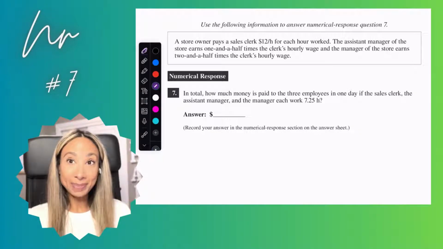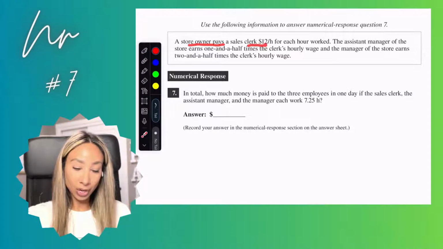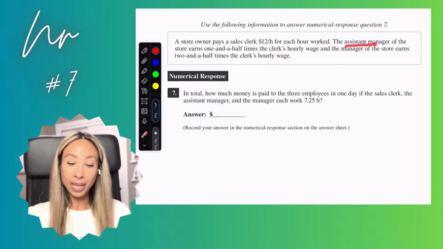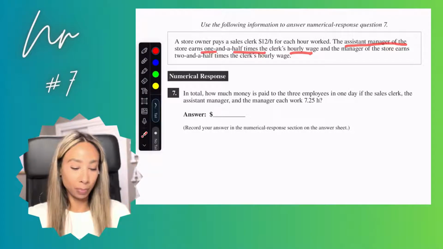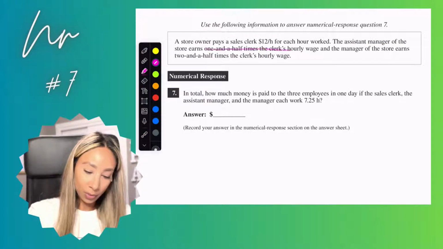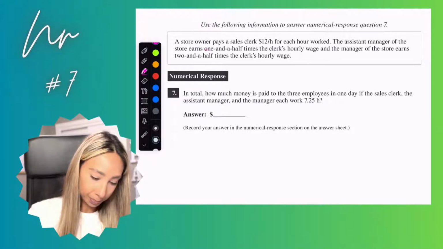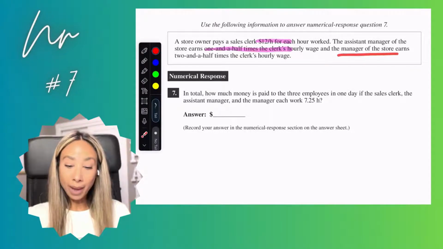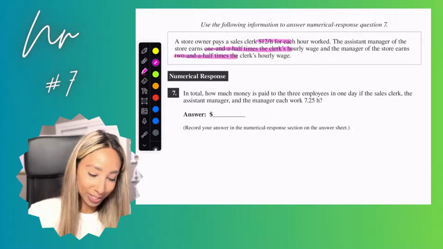All right, numerical response number 7. A store owner pays a sales clerk $12 an hour for each hour worked. The assistant manager of the store earns one and a half times the clerk's hourly wage. Okay, that's going to be important. In fact, I'm going to highlight that. 1.5 times the hourly wage. The manager of the store earns 2.5 times the clerk's hourly wage.